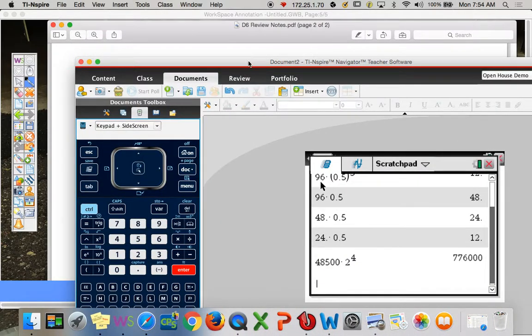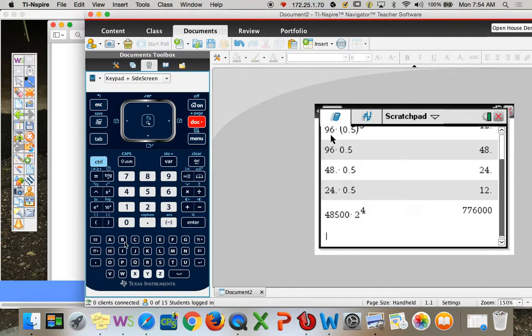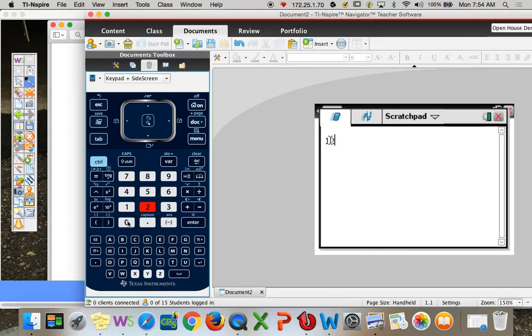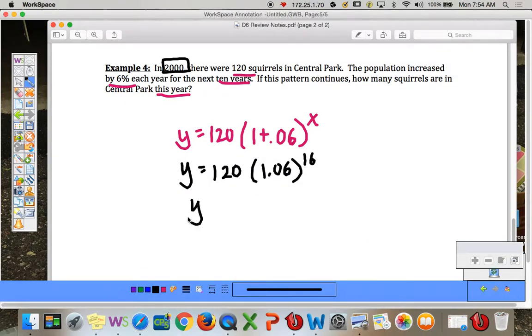Let's type that in. Let me clear up my calculator. Doc B, clear scratch pad. All right, 120 parentheses 1.06 to the power of 16. So this year there's about 304.8 squirrels. Let's round that to about 305 squirrels this year in Central Park.